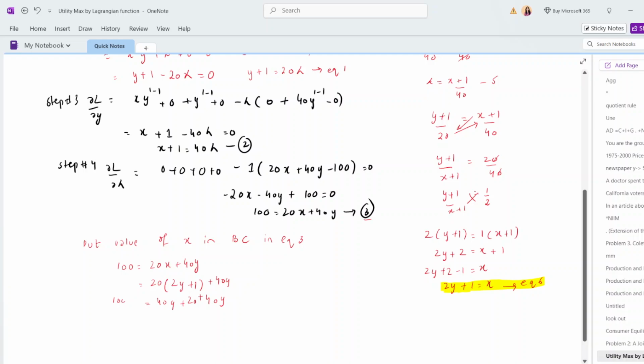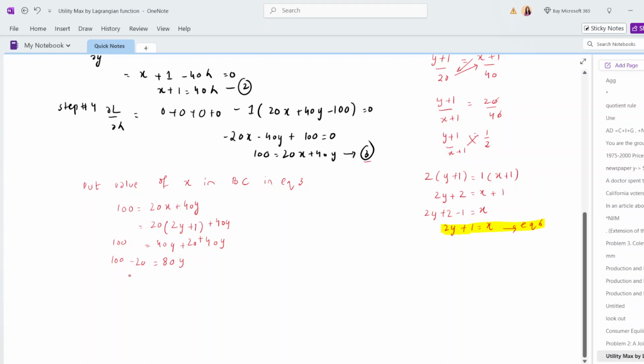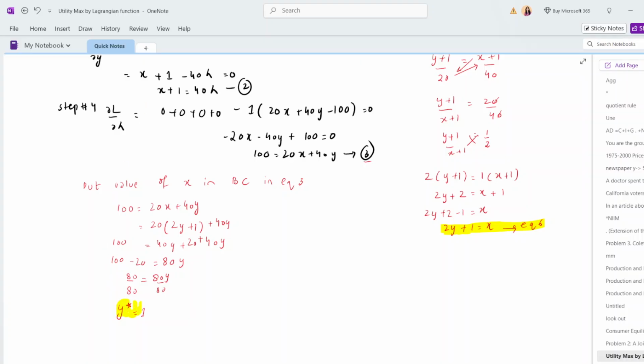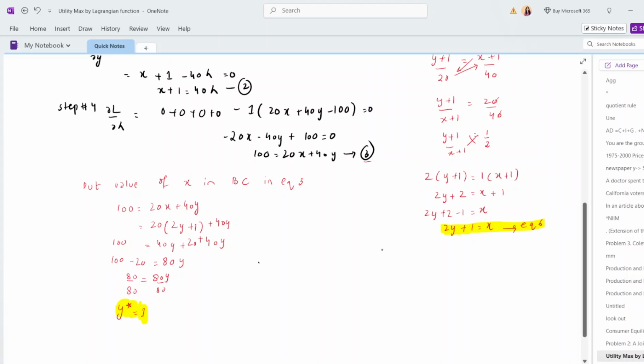Right? And we have 100 over here. 20 is a constant, bring it to other side, and 40y and 40y, we can add them together. That will give me 80y. So 100 minus 20 is 80. 80y over here. Now divide 80 on both sides. And that gives me one value of y, which is 1. So that's the optimal value of y, which is 1 unit. So in order for this consumer to maximize its satisfaction, we are suggesting that this consumer go with 1 unit of good y. And then we can find equilibrium value of, or optimal value of good x as well.